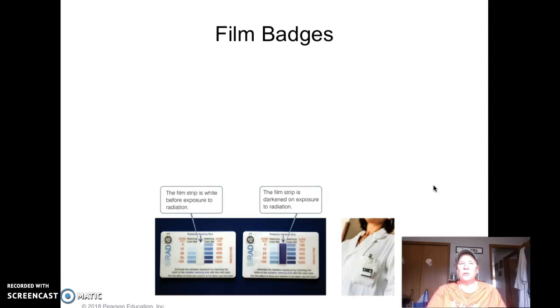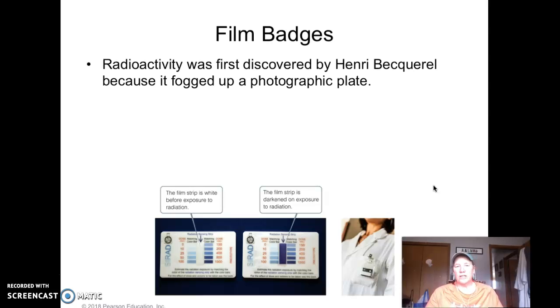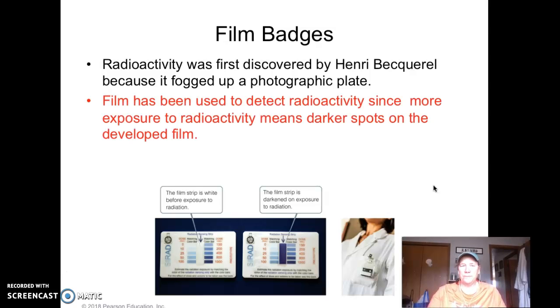And what they do with the film badge is, if you work in a medical field, and the reason why one of the units of radioactivity is the Bq or the Bk, the guy that figured it out, Henri, not Henry, mind you, Henri Becquerel, what he saw is it fogged up a photographic plate so you could actually measure that. When the film has been exposed or used to detect radioactivity, it means darker spots.